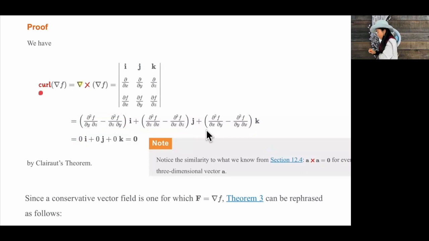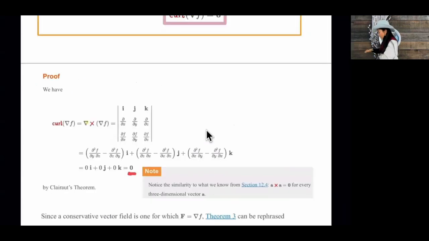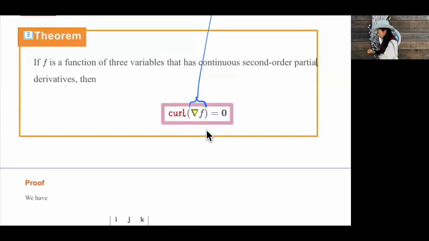So the curl of the gradient of a function is equal to zero if the second-order partial derivatives are continuous. Okay, so if the second-order partial derivatives are all continuous, then the curl of the gradient is equal to zero. So that is one interesting result about curl.